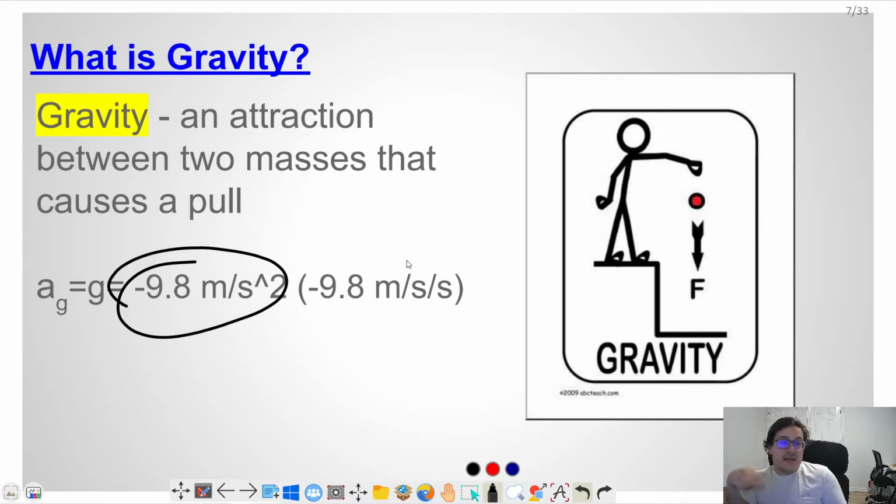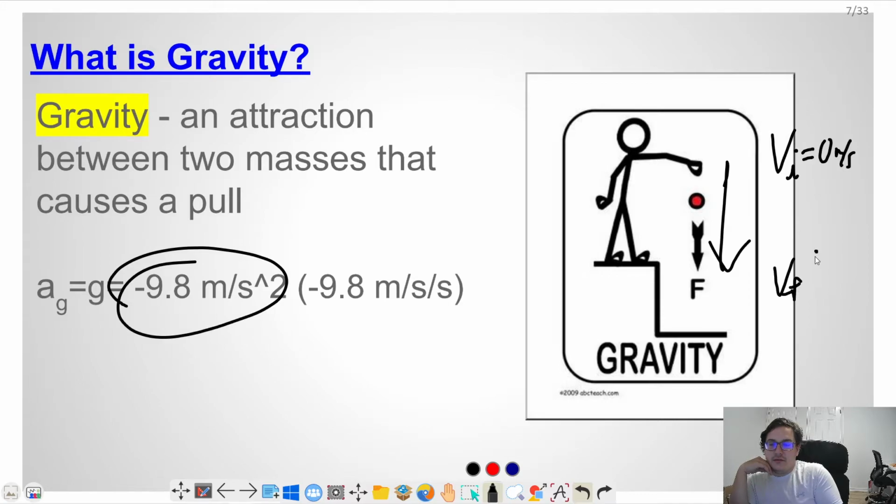So why is it negative? Well, gravity works downwards and it causes things to speed up in the negative direction. So initially, when you're dropping something, your initial velocity might be 0 if you're dropping it. But after a while, your final velocity is going to be a negative number because it's falling downwards. Okay?